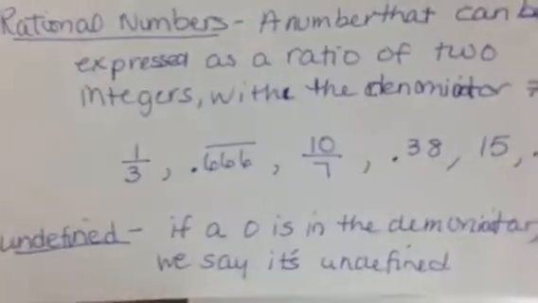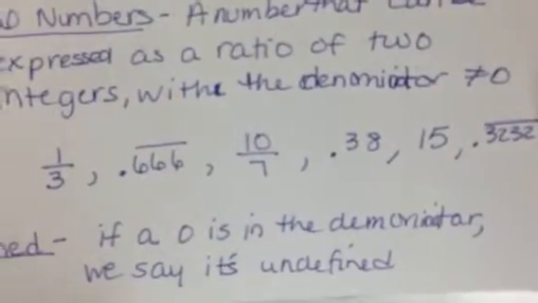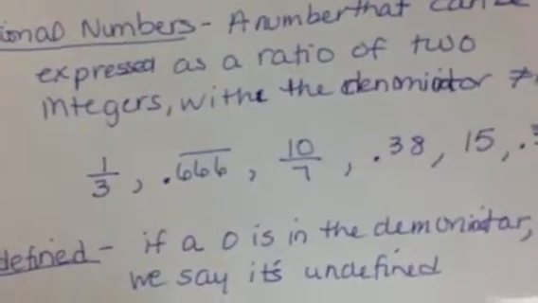I threw in here undefined because I want to make sure you know what undefined means. If a 0 is in the denominator, we say it's undefined. 5/0, the answer to that is always undefined. Make sure you know that.